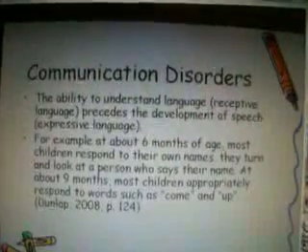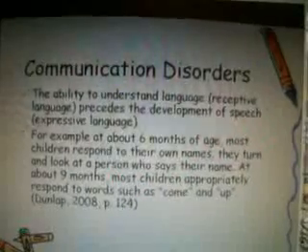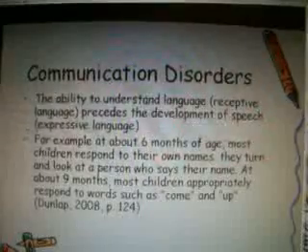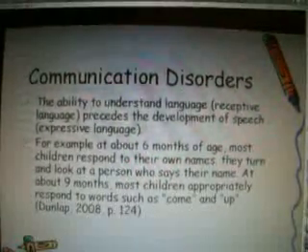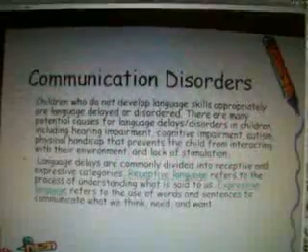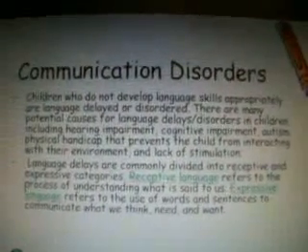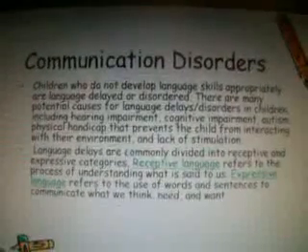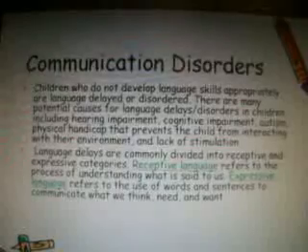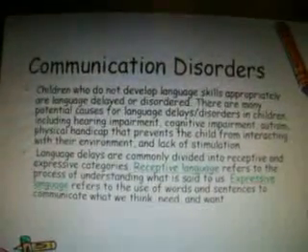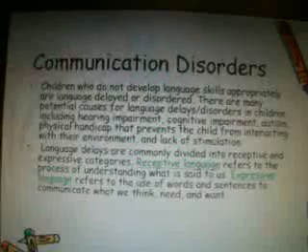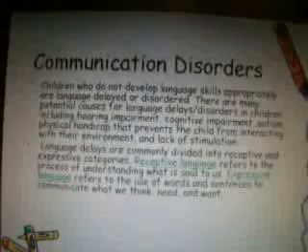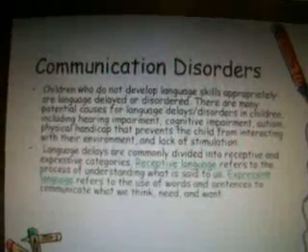For example, at about 6 months of age, most children respond to their own names. They turn and look at a person who says their name. At about 9 months, most children appropriately respond to words such as come and up. Children who do not develop language skills appropriately are language delayed or disordered. There are many potential causes for language delays or disorders in children, including hearing impairments, cognitive impairments, autism, physical handicaps that prevent children from interacting with their environment, and a lack of stimulation.